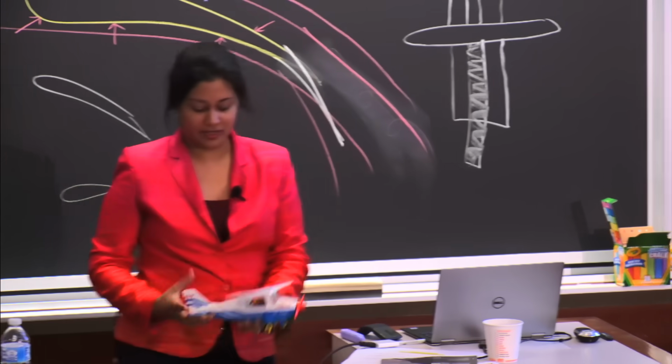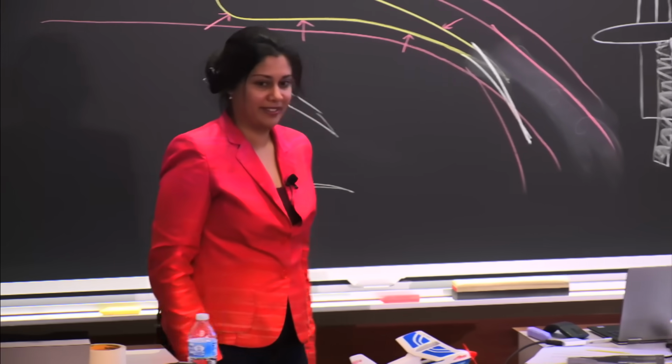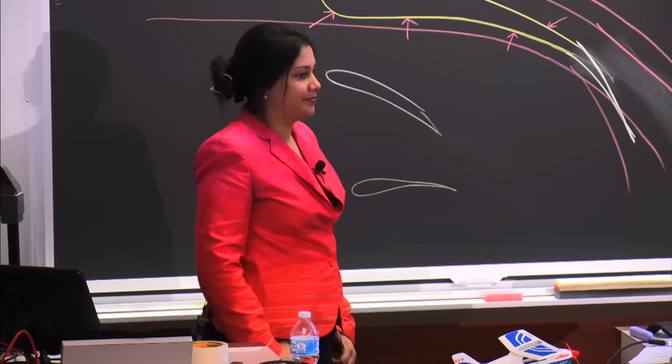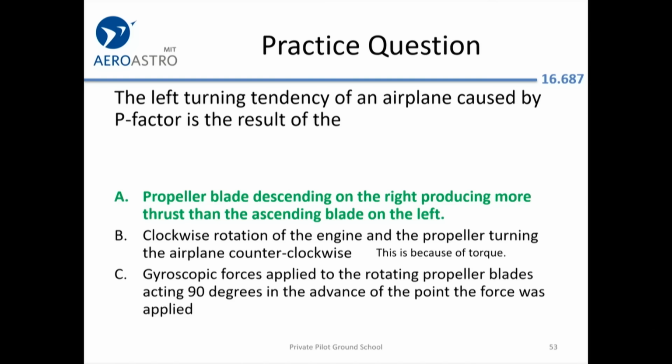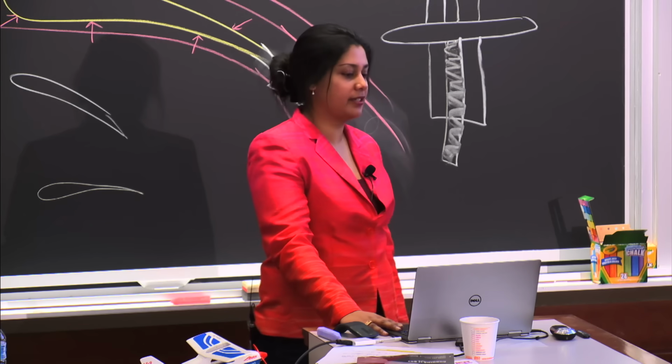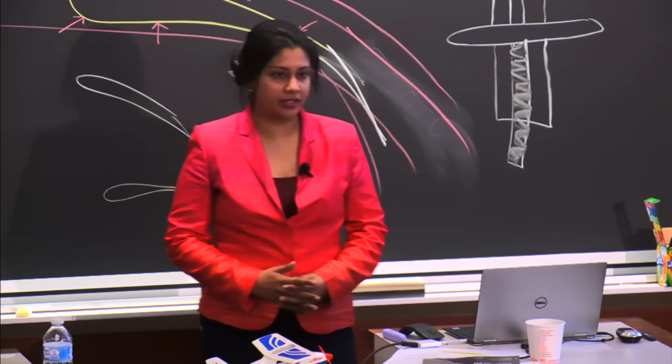Okay, so let's see if we understood P factor as well as we think we did. A, B, or C? A, all right, good job. I actually have my little hint there that the B is talking about torque, which is a different left turning tendency. And then finally, we're going to talk a little bit about gyroscopic precession.